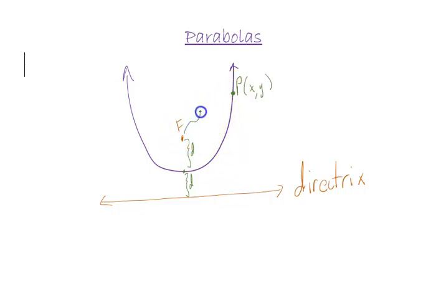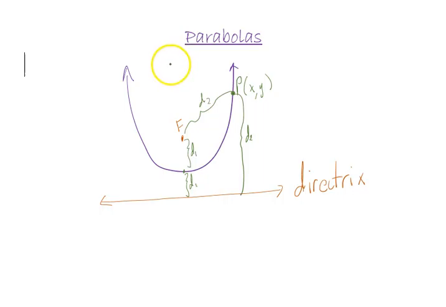So this distance here is the same as this distance here. Now, I am human and I cannot draw very well, so they don't look the same, but if I could draw perfectly, they would be the same. So that's what a focus and a directrix are.